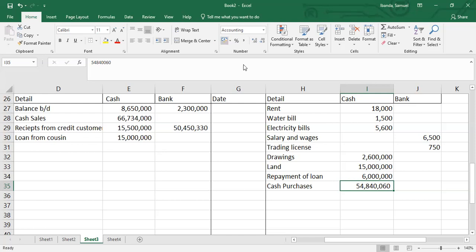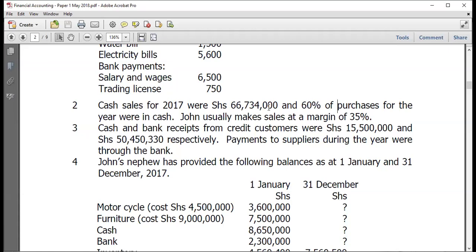So once we have recorded our cash purchases, I believe we didn't leave out anything else. Okay. We shall return to see how to use the rest of the figures. Now there is something they are indicating right here. They are saying these are cash purchases, but there is also a statement right here. They are saying payments to suppliers. Payments to suppliers during the year were through bank, okay?